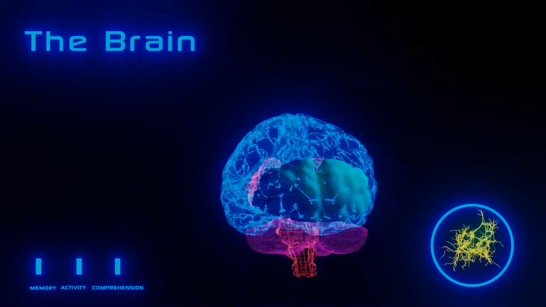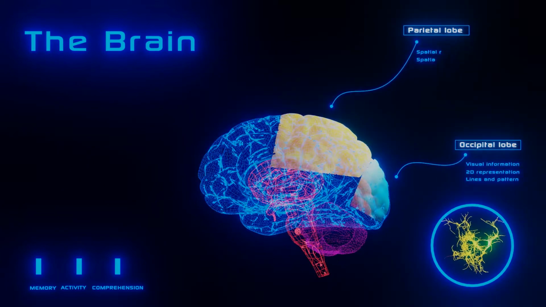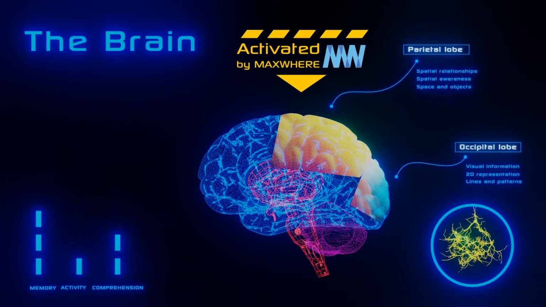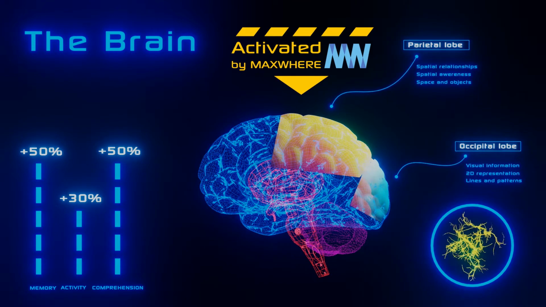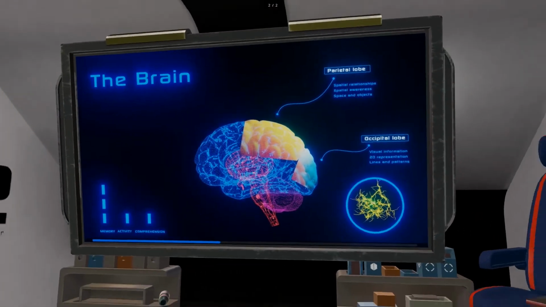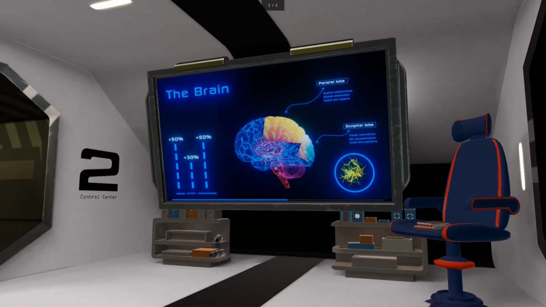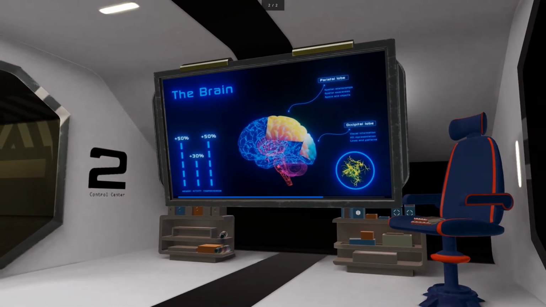Stereoscopic vision and spatial memory are two of the strongest faculties of our brain. That's why presentations held in MaxWhere are remembered better by the audience than presentations held using traditional presentation software, as demonstrated by university researchers who have investigated the cognitive features of MaxWhere.